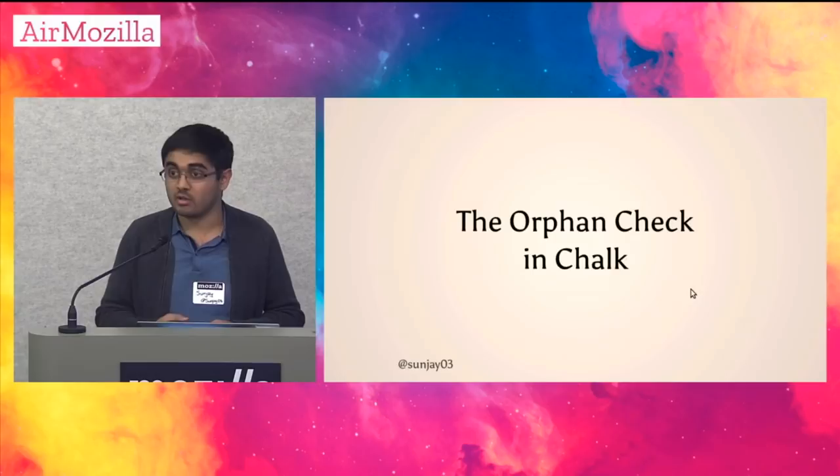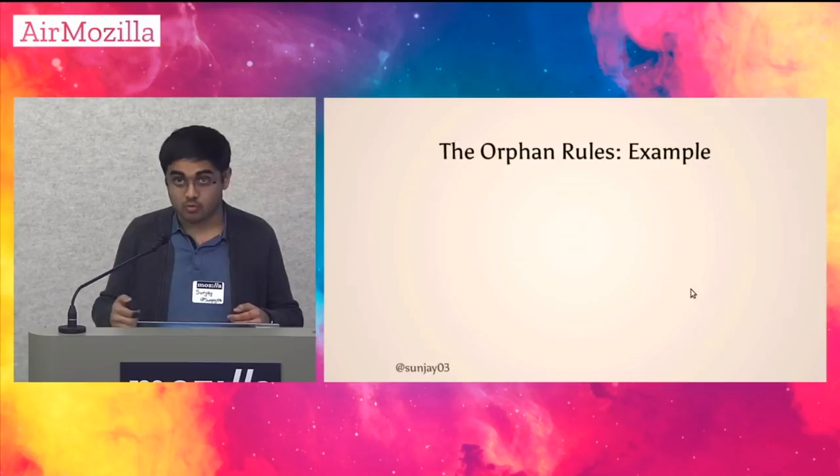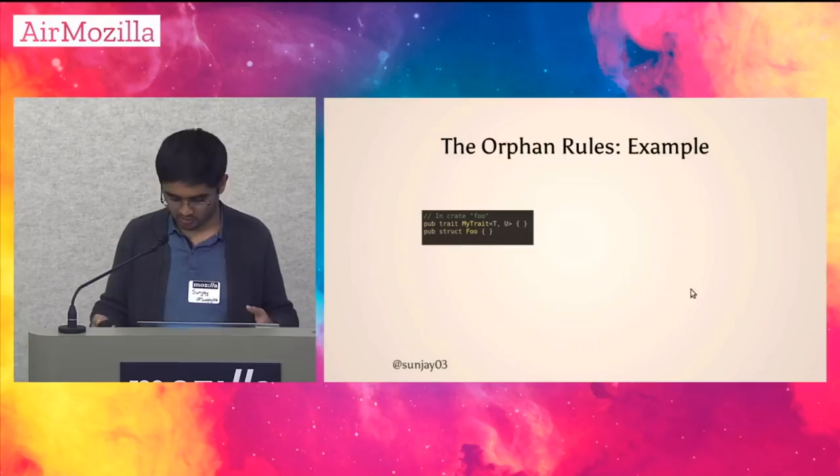Okay, so remember all that stuff about the orphan rules? We're going to bring everything together now and talk about how the orphan check is actually implemented in Chalk. Before we start, though, let's quickly do one more example of the orphan rules to make sure that we've definitely got it. Let's say that we have a crate, foo, which defines a trait called MyTrait, and a type, Foo.